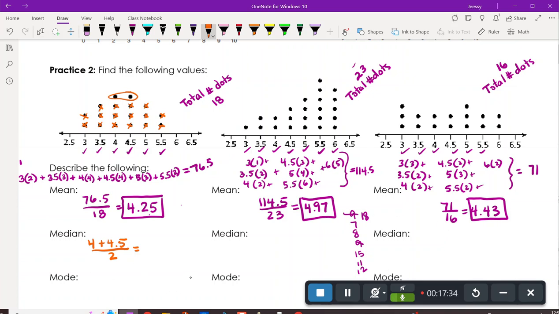All right, so anybody, what is this? Okay. All right, 4.25.